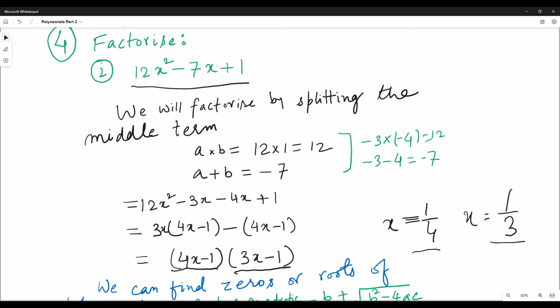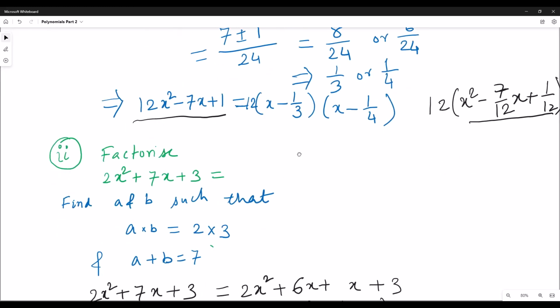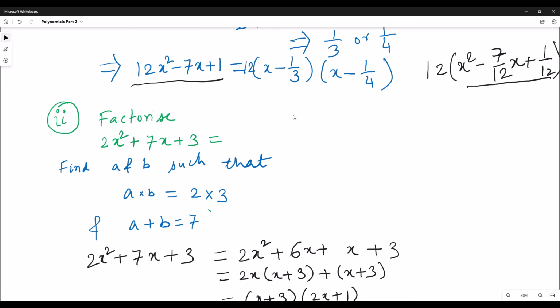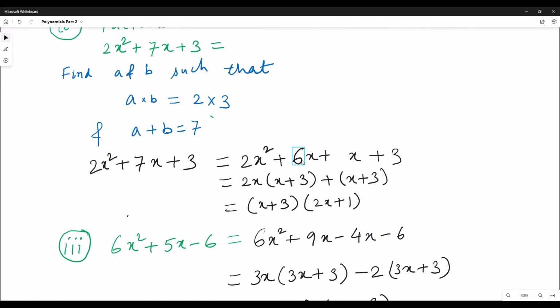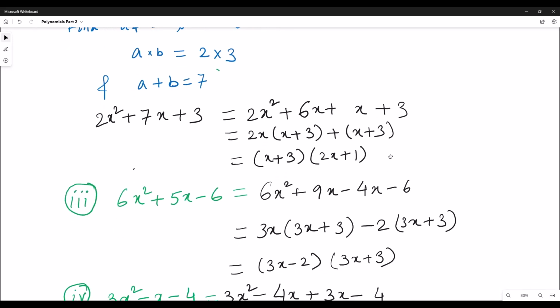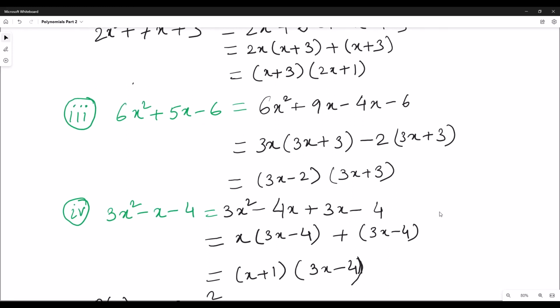Now, factorize 2x square plus 7x plus 3. We have to find a and b such that a multiplied by b is 2 times 3 and a plus b is 7. So 6 plus 1 is 7. We can factorize it like this: 2x square plus 6x plus x plus 3, which gives x plus 3 into 2x plus 1. Try it yourself. If help is required, you can see the solution.